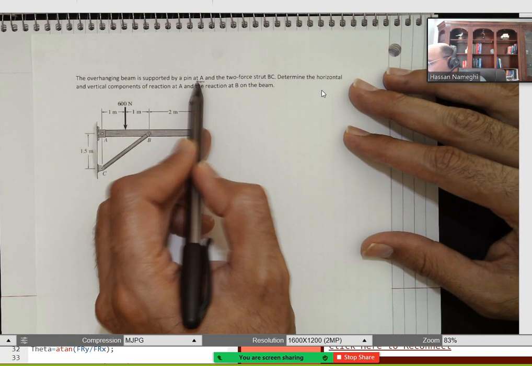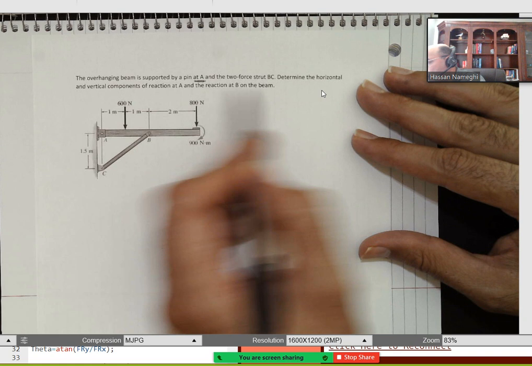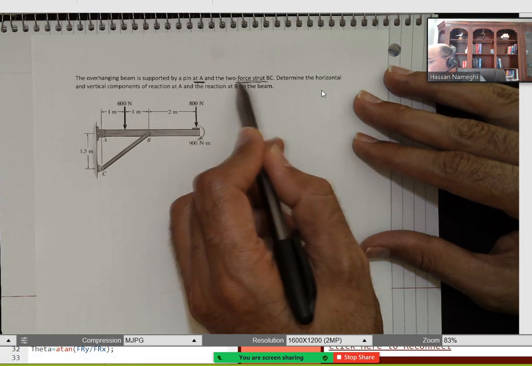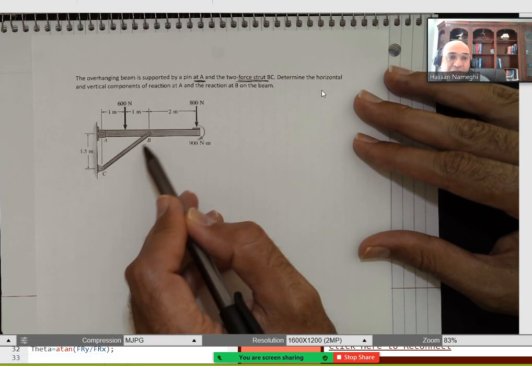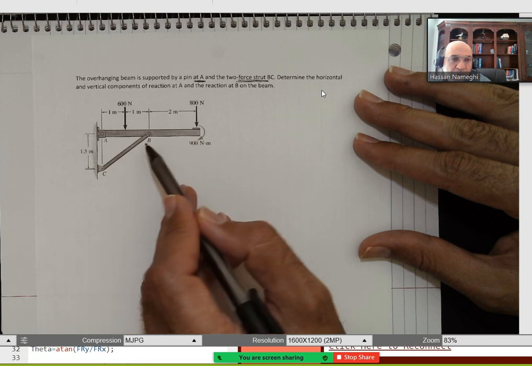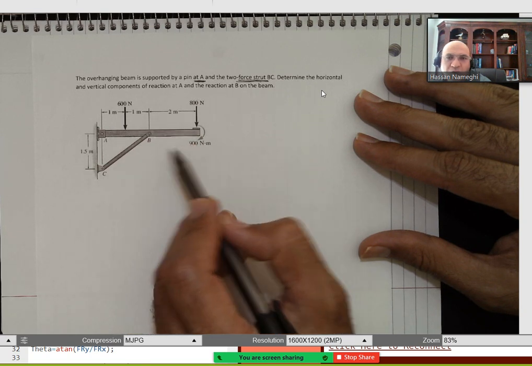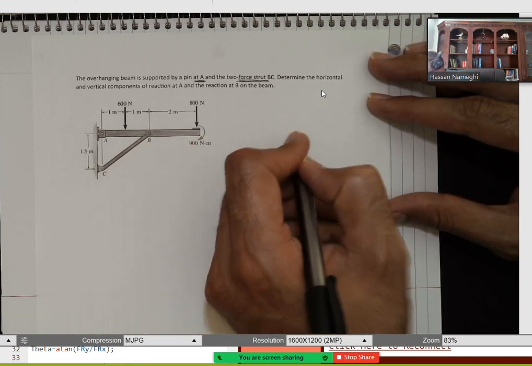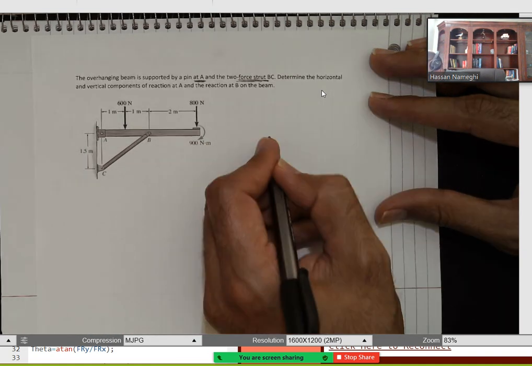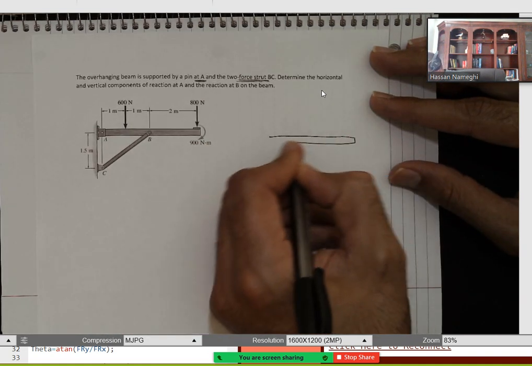It has a pin at A, and then we have a two-force member BC. So BC is the link. Now I want to draw the free body diagram for this. To draw the free body diagram, I'm going to separate the part.